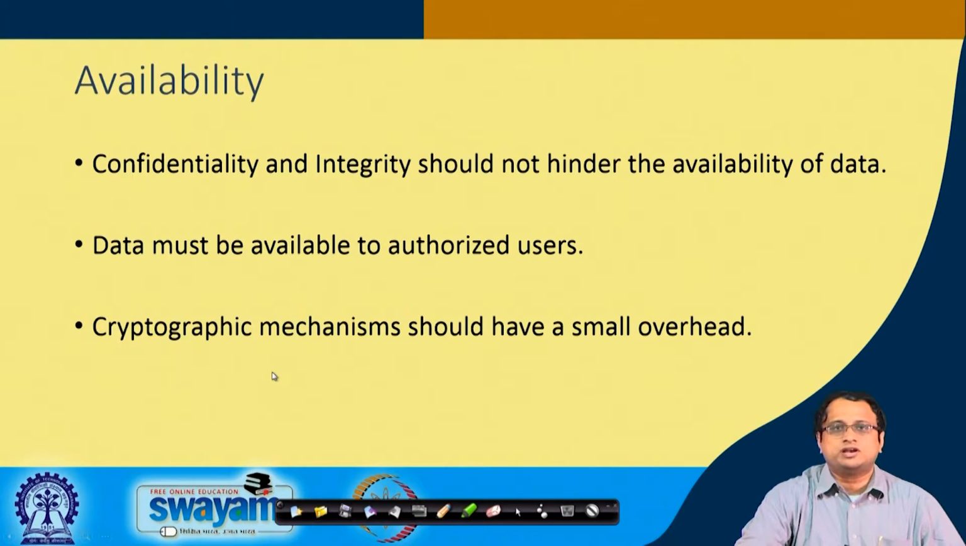Likewise, confidentiality and integrity should not hinder the availability of data. I may apply cumbersome techniques, but at the same time we should ensure that availability is a very important goal. I want to make things efficient. Data must be available to authorized users at any time, and therefore the cryptographic mechanisms we adopt should be implemented in a manner that they incur less overhead, with a smaller footprint in terms of various performance criteria.